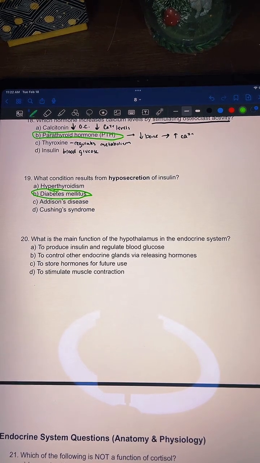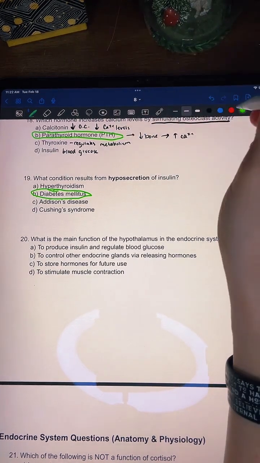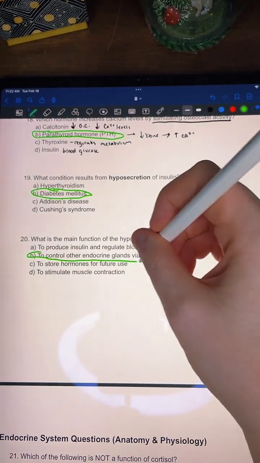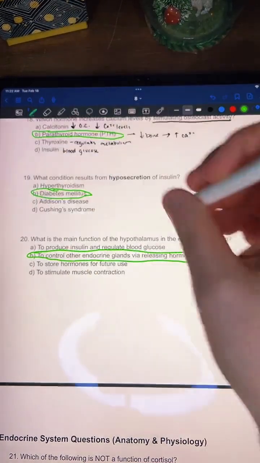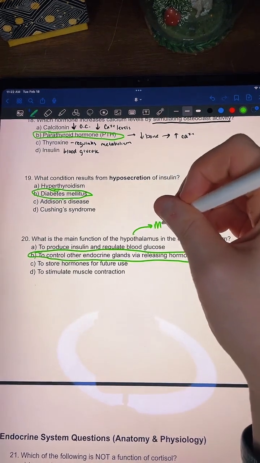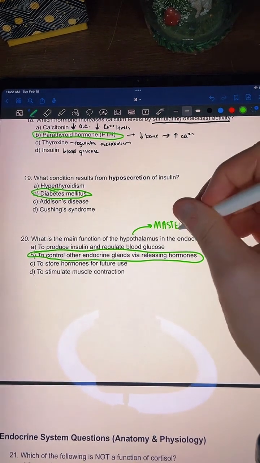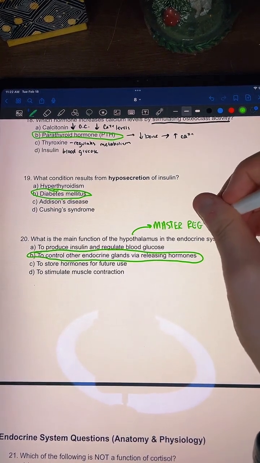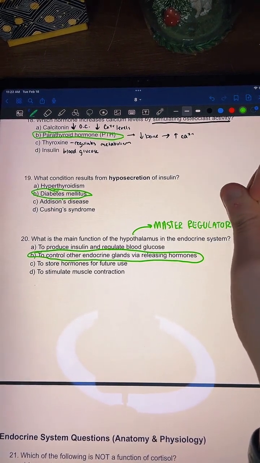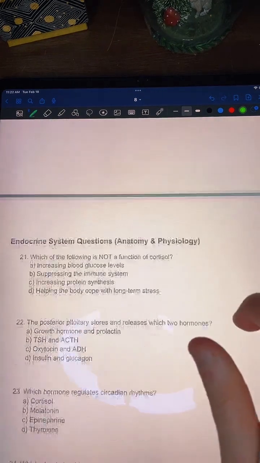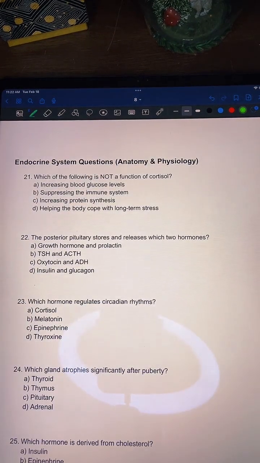We're on number 20. The answer is B, to control other endocrine glands via releasing hormones. It is the master regulator. All right, moving on to number 21. Which of the following is not a function of cortisol?